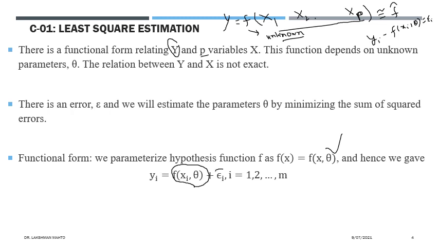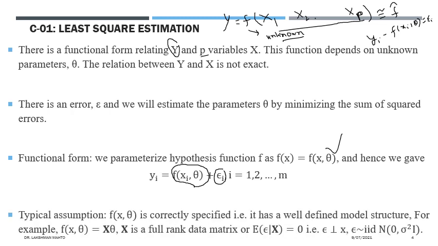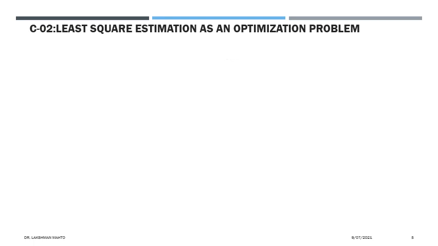There is error. That error term is epsilon i. So the typical assumption I had already mentioned: what kind of hypothesis function you want to take, whether linear or non-linear, depends upon your situation. But in this course you will always go for linear in theta. And here this x, this data matrix, may contain non-linear structure, non-linear basis functions, non-linear feature functions. We had already discussed those things enough.